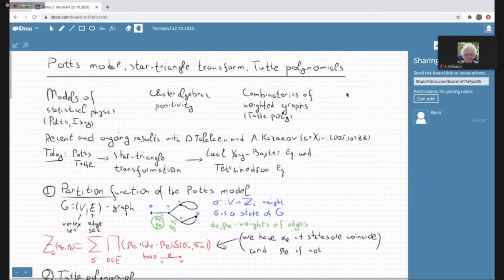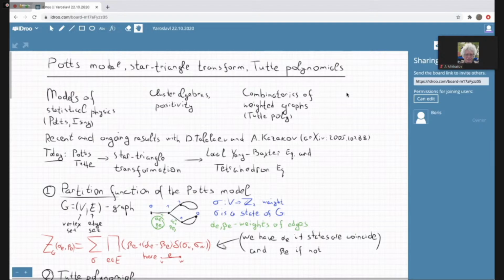So my talk will be more or less a continuation of the talk of Dima Talalayev, which was on Monday. And I'll talk about the Potts model, star triangle transformation, and some Tutte polynomials. The overview of our project is that it lies at the intersection of statistical physics, cluster algebras, and combinatorics of weighted graphs.